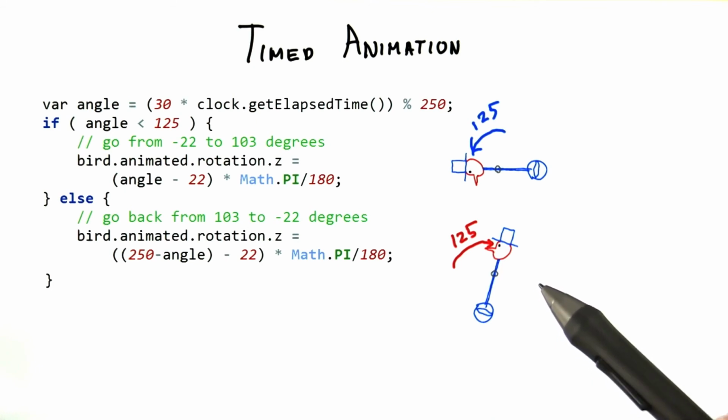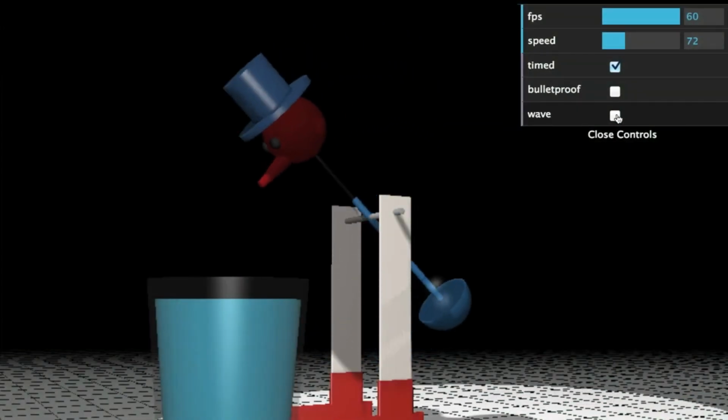The moral is, when you design any animation driven by time, make sure it's bulletproof from large time changes between renders. By the way, there's one more mode in the demo called Wave.